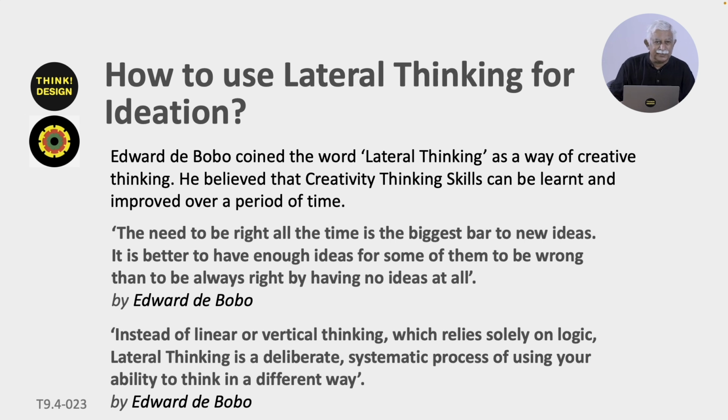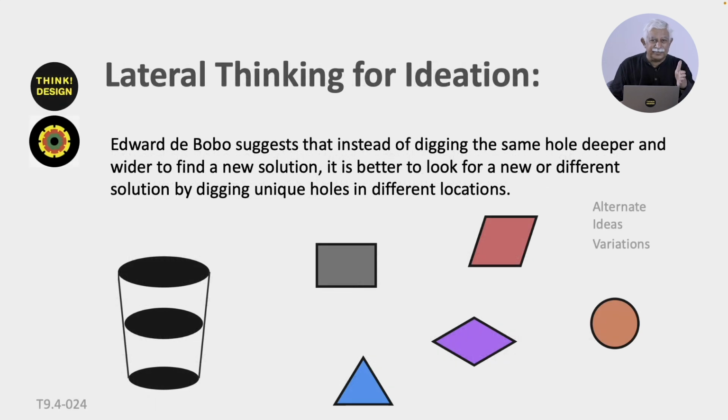I have demonstrated here. Instead of digging the same hole deeper and wider to find a new solution, it's better to look for new or different solutions by digging unique holes in different locations. The possibility of creating alternate ideas or variations is much more. So the vertical one is called vertical thinking and the horizontal one is called lateral thinking. Very simple, isn't it? So you need to think of ideation again by laterally thinking of other solutions.